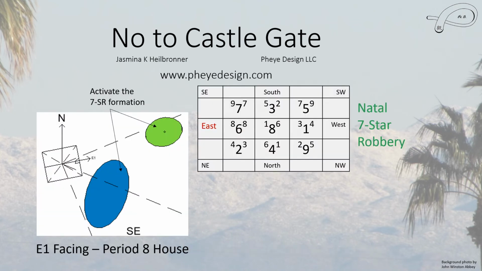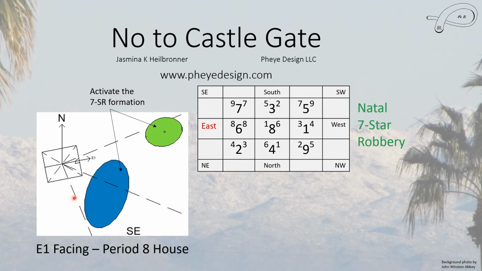So let's go on to some examples. This is a period 8 house, east 1 facing, and it has the potential to be a 7-star robbery house. It has the right chart, and because we have a mountain and water, it will activate both of these. Now we do have to ignore the water here for now, pretend it's not there. With these two and the internal layout of this house being proper, and we're assuming it has it, it becomes a 7-star robbery house. And that's a fantastic house to have.